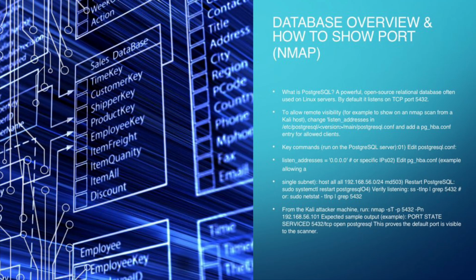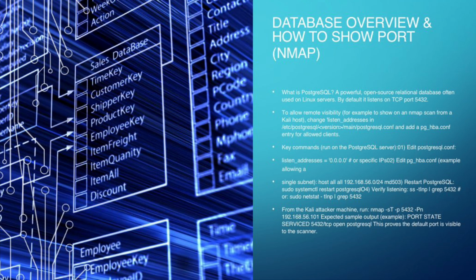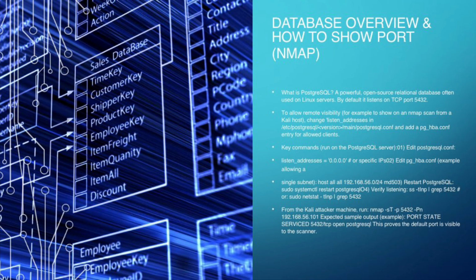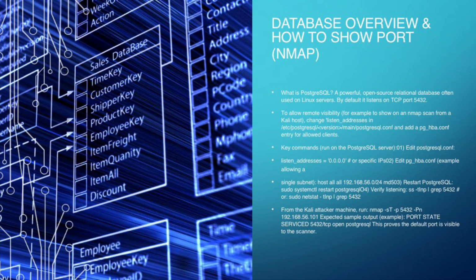To make sure my server was properly configured, I first edited the postgresql.conf file to set listen_addresses to 0.0.0.0, allowing network access. Then I updated pg_hba.conf, which controls client authentication, to permit connections from my Kali machine's IP.